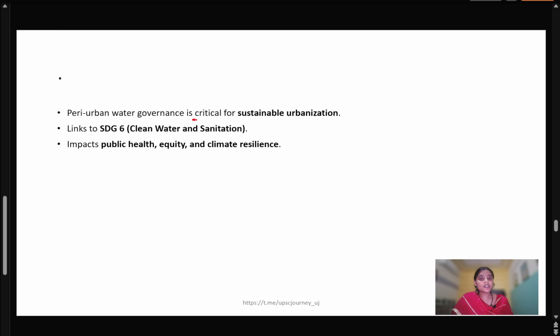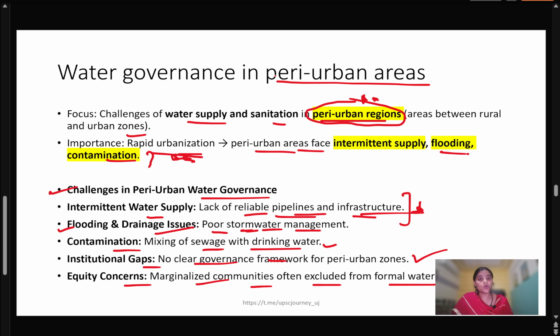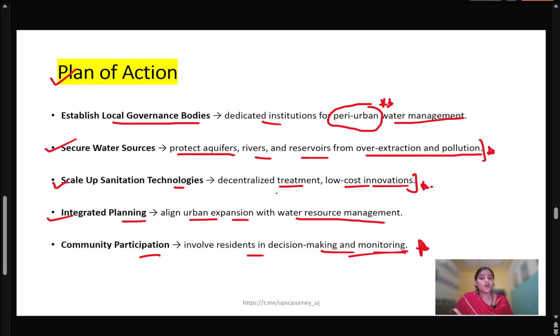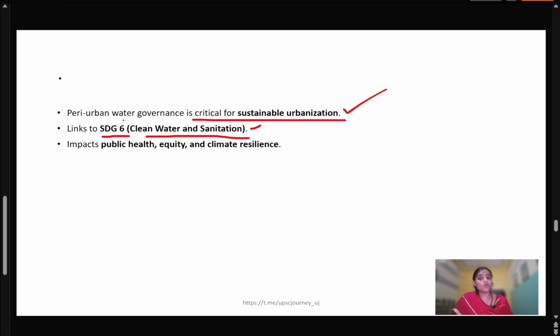Peri-urban water governance is critical for sustainable urbanization. It's linked to Sustainable Development Goal 6, which talks about clean water and sanitation. So by doing this water governance in peri-urban areas, we are fulfilling Sustainable Development Goal 6. Again, the impact of this is on public health, equity, and climate resilience.